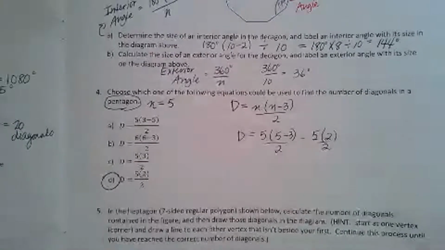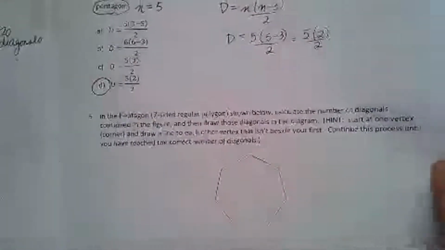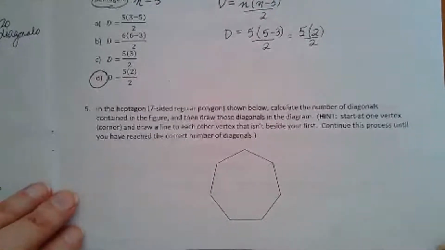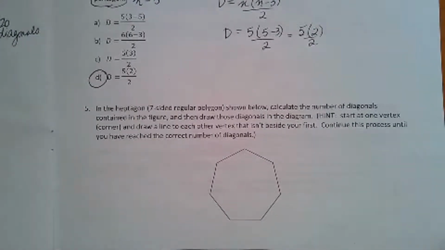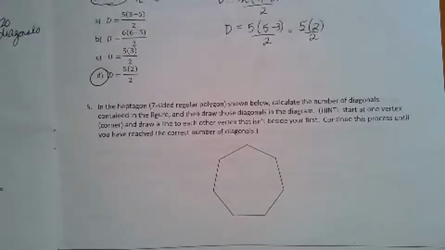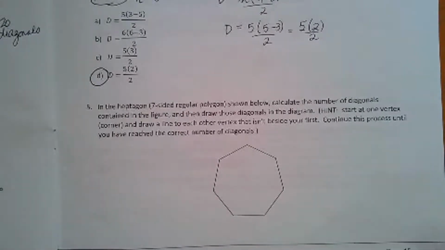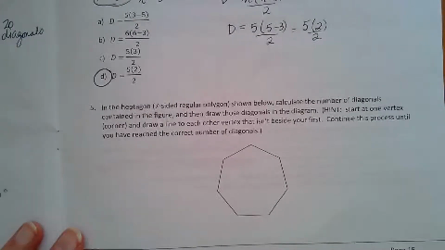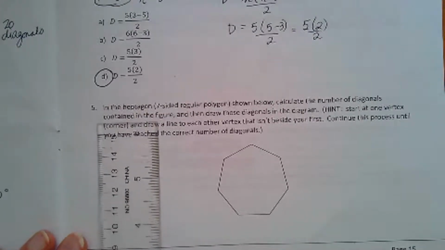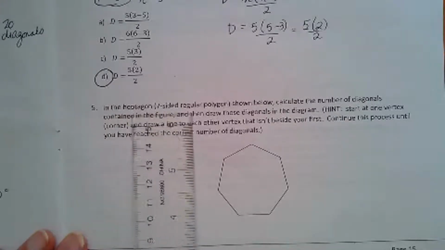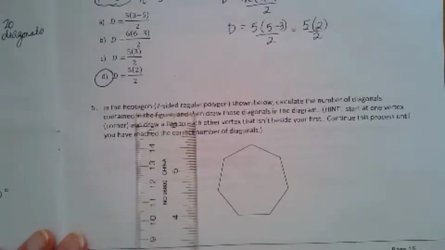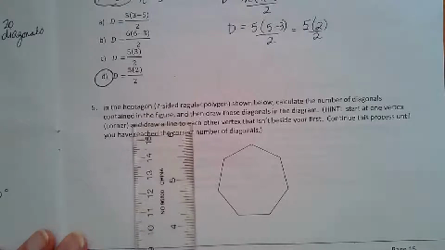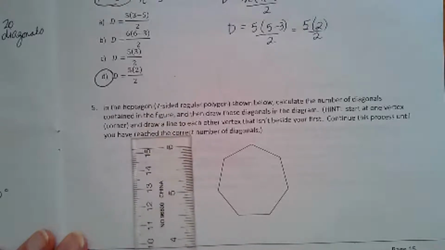All right, last question. You've probably realized by now that your best friends in this lesson are a ruler and a pencil, right? A ruler is needed to draw the exterior angles and also the central angles and the diagonals for sure. So let's take a look at this last one. In a heptagon, a 7-sided regular polygon, calculate the number of diagonals and then draw the diagonals.